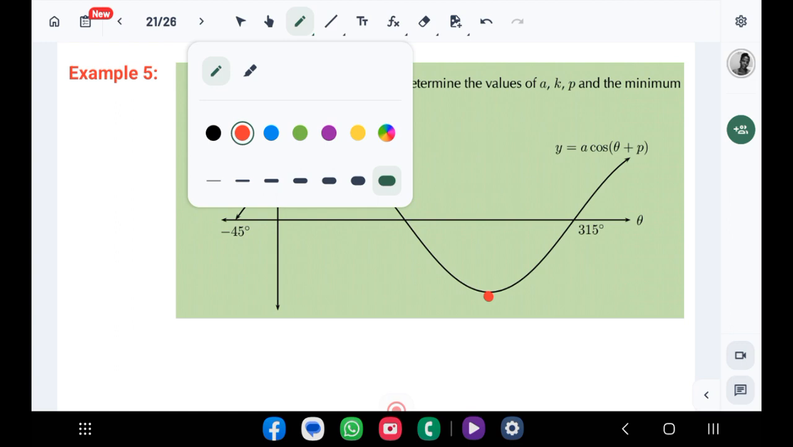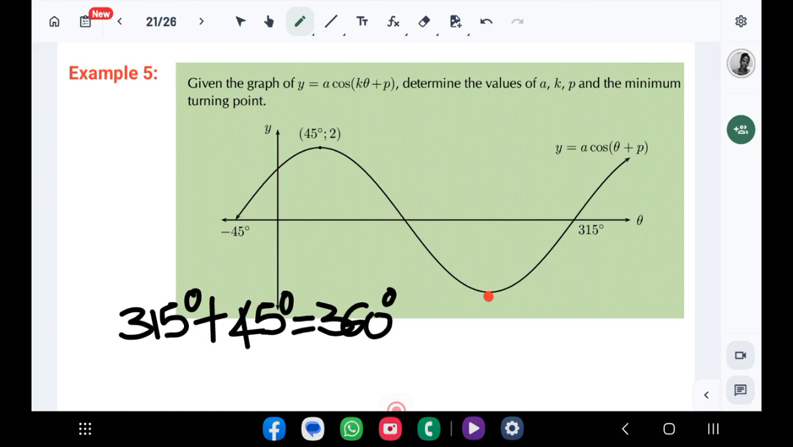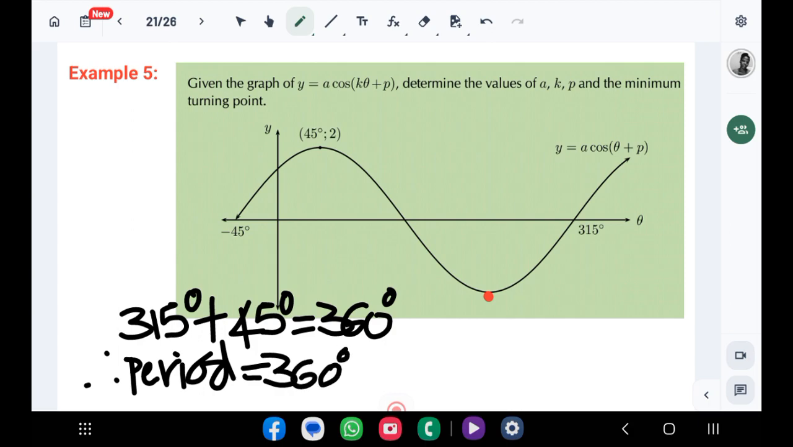315 degrees plus 45 degrees equals 360 degrees. And that gives us a clue as to what the period is. Therefore, the period equals 360 degrees. Why is this important? This is important because when the period is 360 degrees, that means our K is 1. Therefore, K is 1.